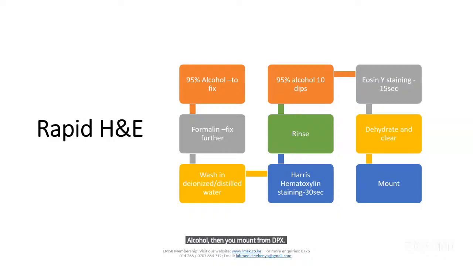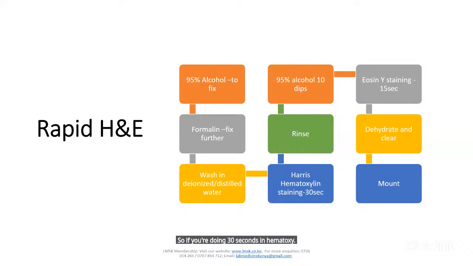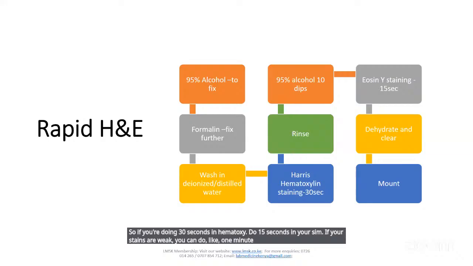The time you use in eosin should be half of what you stained in hematoxylin. So if you're doing 30 seconds in hematoxylin, do 15 seconds in eosin. If your stains are weak, you can do like 1 minute in hematoxylin, then 30 seconds in eosin.